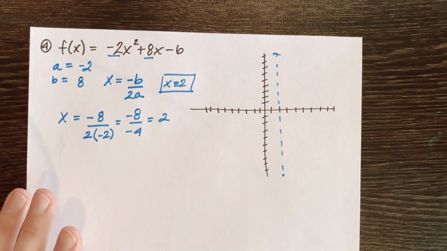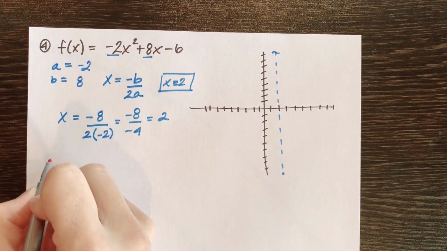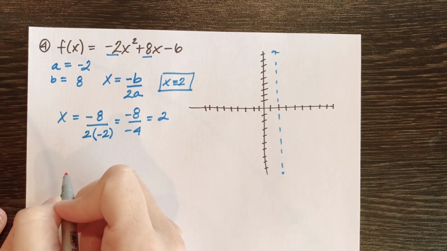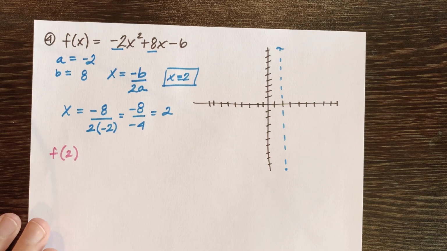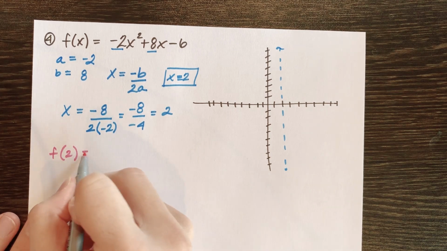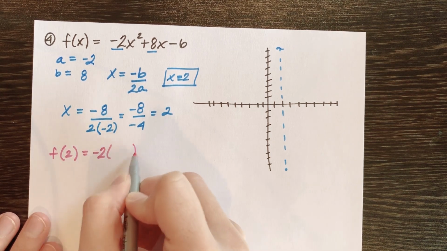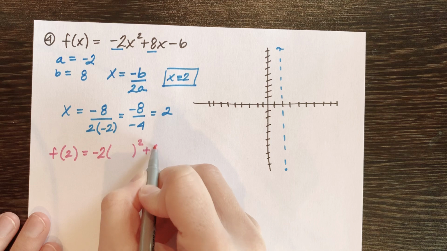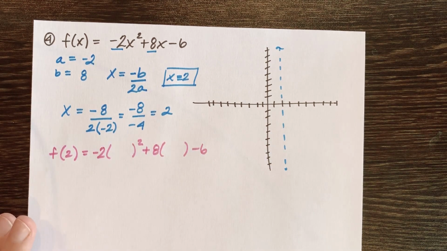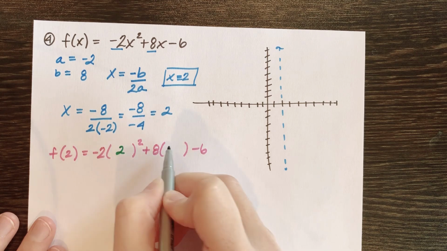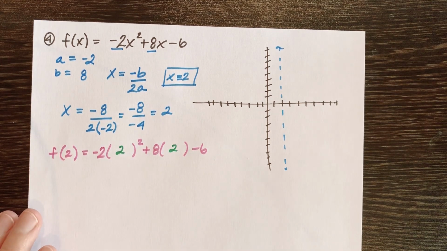But it does lead me into my next step, which is my vertex. Okay, so my vertex, I'm plugging into the function because I know my vertex is somewhere on that line. It's going to be 2 comma something. So I want to figure out what that something is. Replace just my x's with parentheses first, and then plug a 2 into those parentheses.